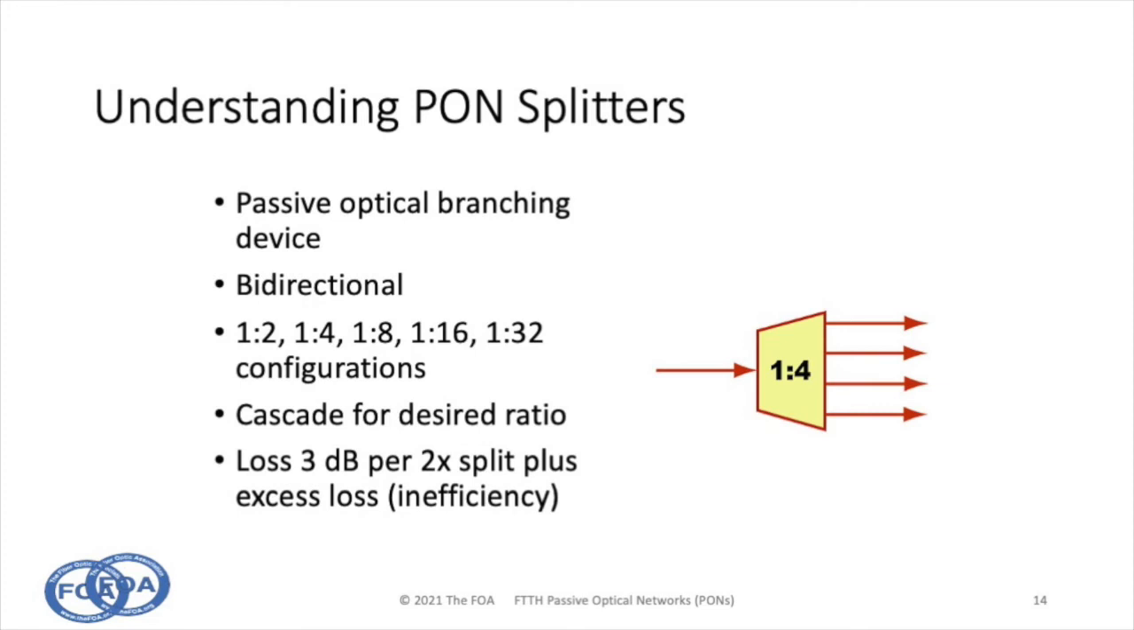They typically come in binary combinations, 1 by 2, 1 by 4, 1 by 8, 1 by 16, 1 by 32 configurations. Splitters can be cascaded for the desired ratio. So you can cascade a 1 by 2 and a 1 by 4 to get a 1 by 8, a 1 by 2 and a 1 by 8 to get a 1 by 16, and so forth. The loss of the splitter is 3 dB per 2 times split, plus some loss for the inefficiency of the splitter itself.